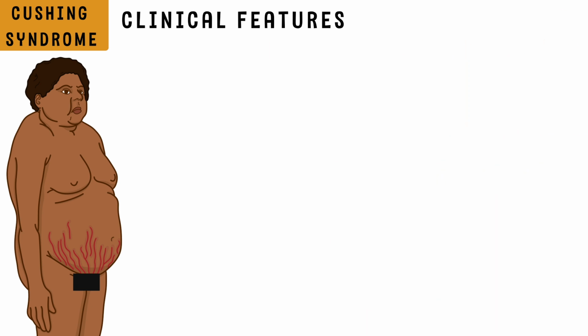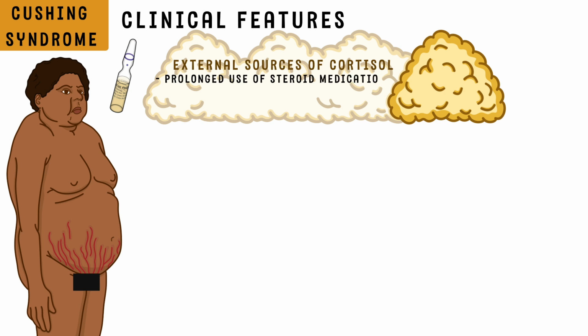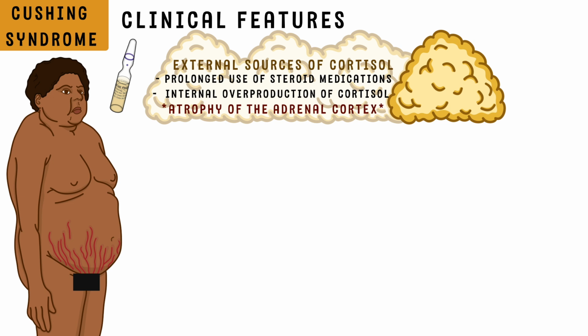Cushing syndrome can be caused by external sources of cortisol, such as prolonged use of steroid medications, or by internal overproduction of cortisol. The majority of cases are due to long-term use of exogenous steroids, which mimic cortisol effects and suppress the body's own cortisol production, potentially leading to atrophy of the adrenal cortex.